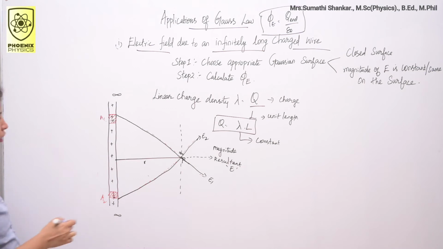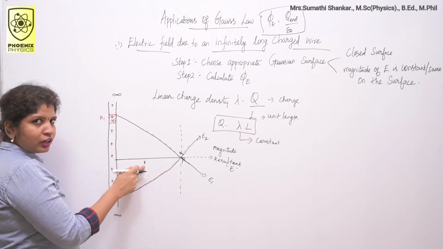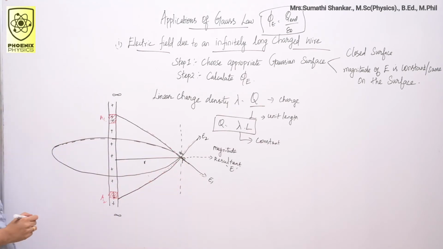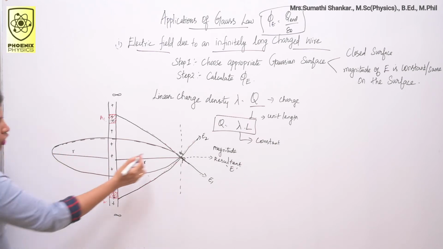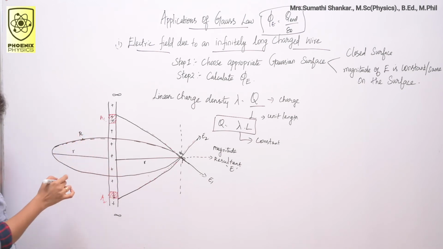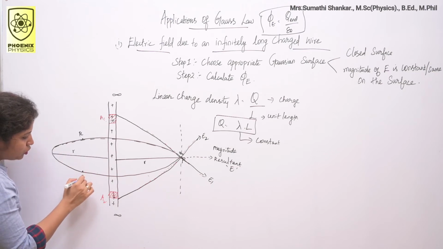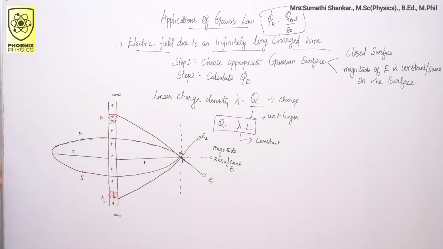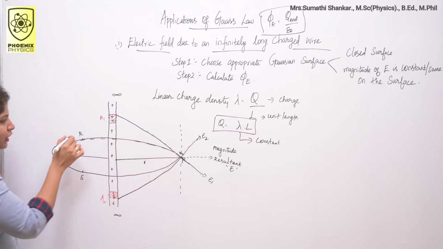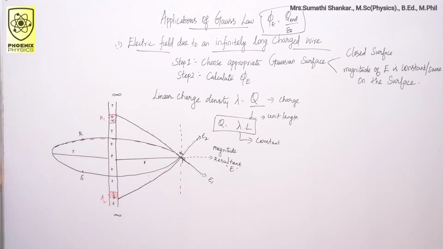You draw one circle of radius R. This is our radius R. You draw one circle like this. Circle has radius R. You know that E depends on R. E is same means the magnitude of E is same on the surface. Suppose if you take this point, say R point, E is same. Here suppose if you take S point, E has same magnitude. So on the surface E has same magnitude.